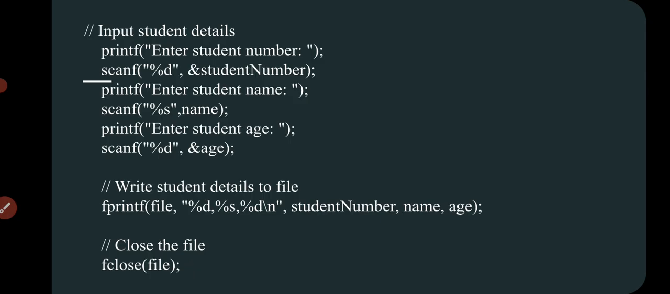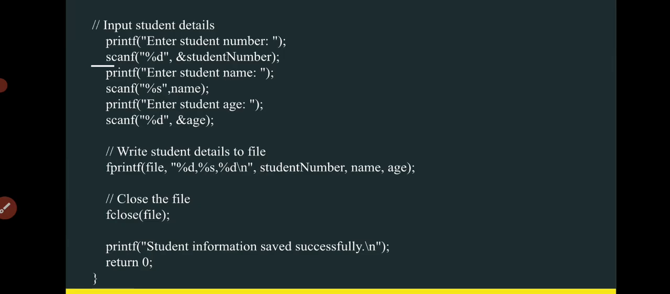So now the file, we have opened it, added some content, and closed the file. Then just give a message on the screen: student information saved successfully. Just a printing message to complete the process. Student information updated successfully. Return 0. This return 0 is the last statement of the C program, returning 0 to the operating system.